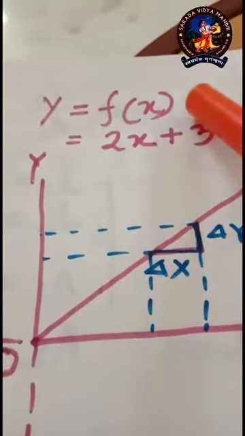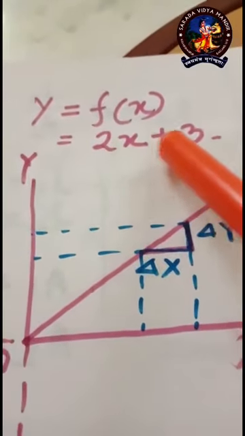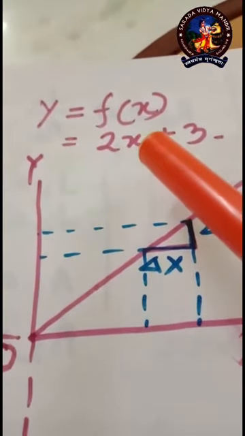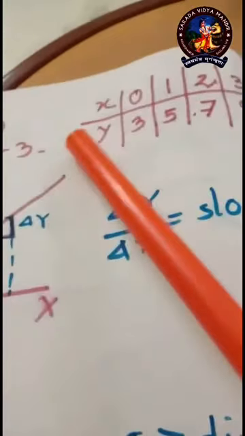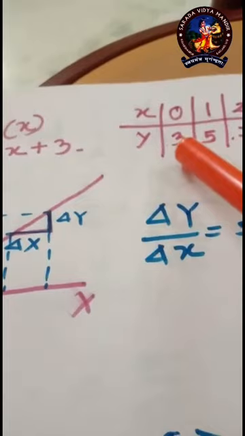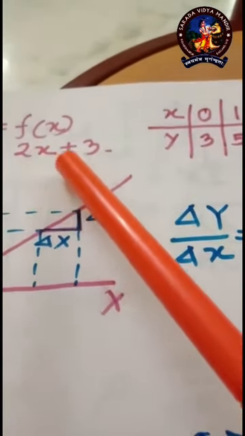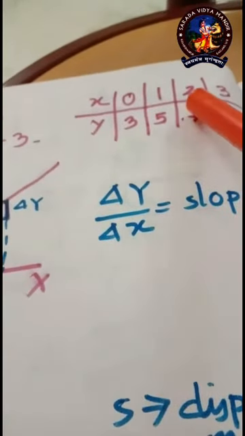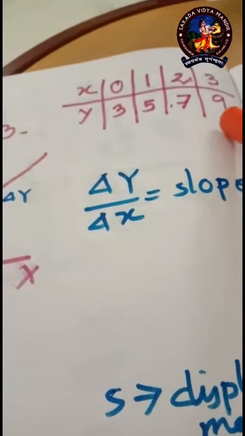What does it mean? Suppose Y is equal to 2X plus 3. So in that case, Y is depending on X, that is, if X is changed, Y is also getting changed. Now you see, if I am putting X to be 0, then what will be the value of Y? It will be 3. If I am putting X to be 1, what will be the value of Y? It will be 5. Now if I am putting X to be 2, it will be 7, and if I am putting X to be 3, Y will be 9.